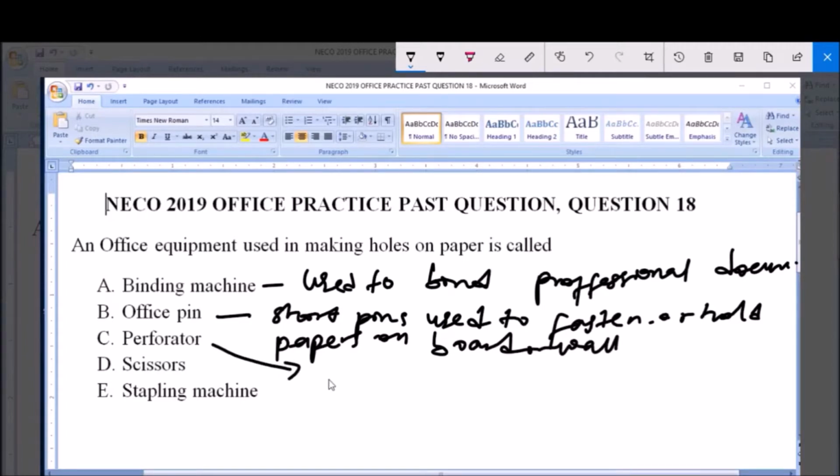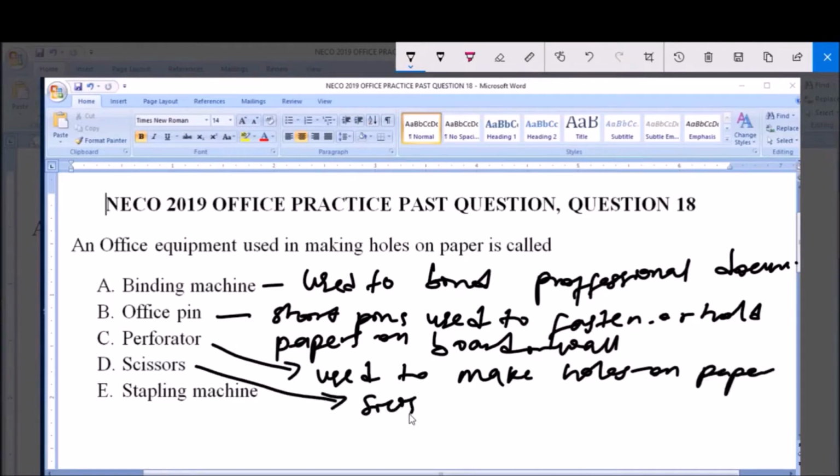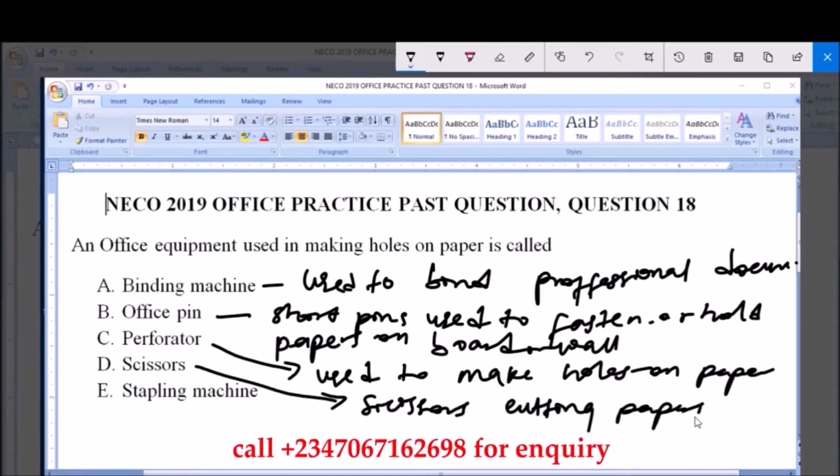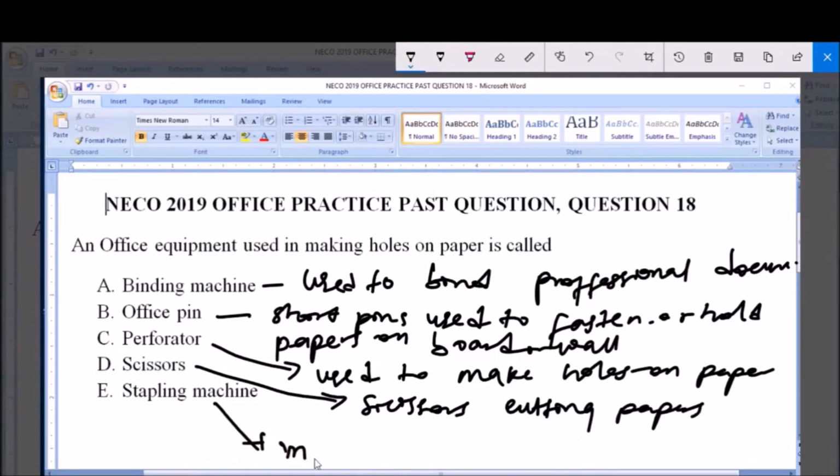Now C says perforator. Perforators are used to make holes on paper. They are used to create or make holes on paper. Now D says scissors. Like we know, scissors is used for what? For cutting. It's used for cutting mostly papers. And then E says stapling machine. Now a stapling machine inserts staples into paper to hold them together or to fasten them together.